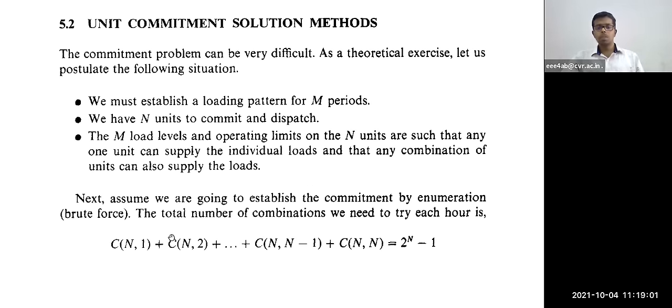So what is the number of combinations? C of n comma 1 plus C of n comma 2 plus, up to C of n comma n minus 1 plus C of n comma n, that is nothing but 2 power n minus 1. So 2 power n minus 1 combinations we need to try for the generating units.